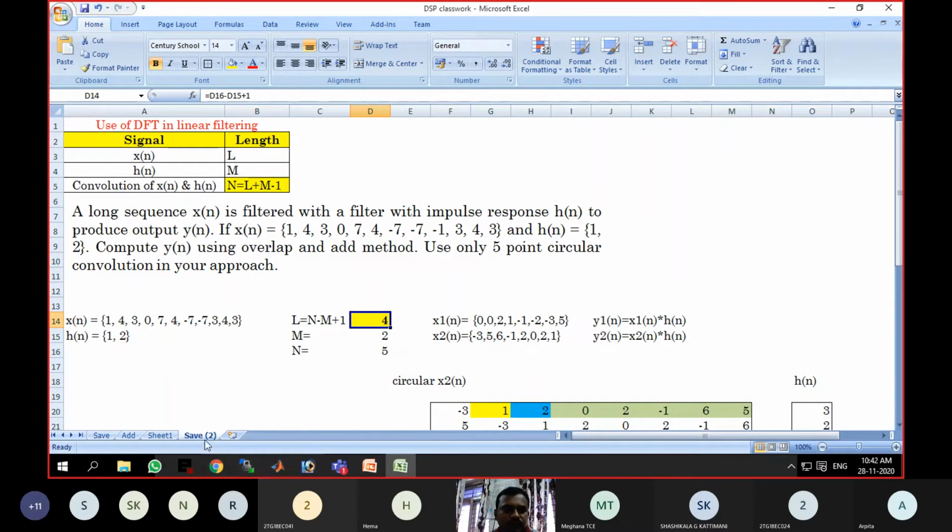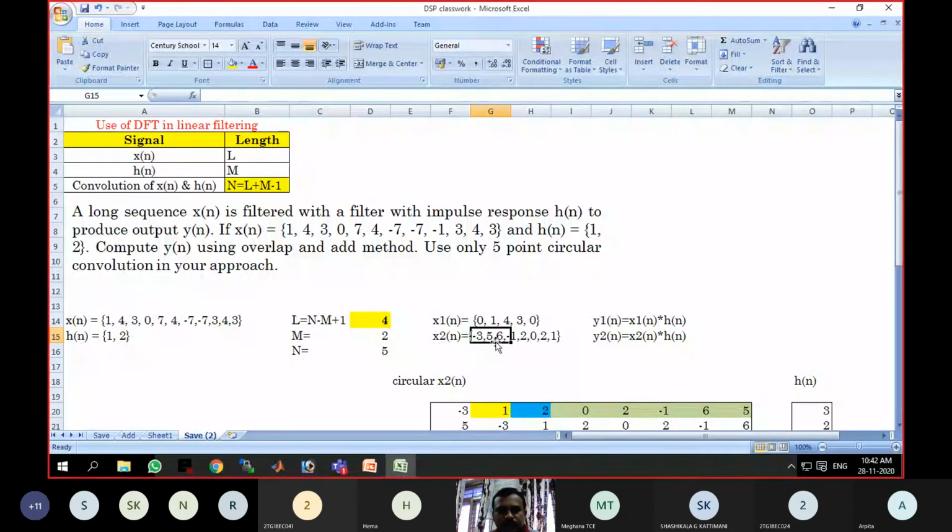As we are talking about the save method, it is going to use m minus 1 previous values. For the first block, x1 of n is given by m minus 1 zeros, that is 1 zero, then I need to consider 4 elements from the original sequence, the first 4: 1, 4, 3, 0. So this ends the 5-point x1 of n.